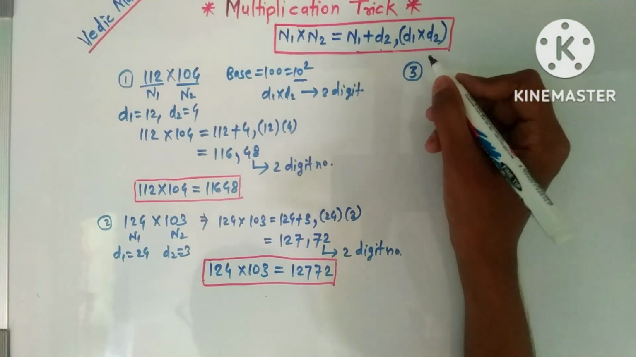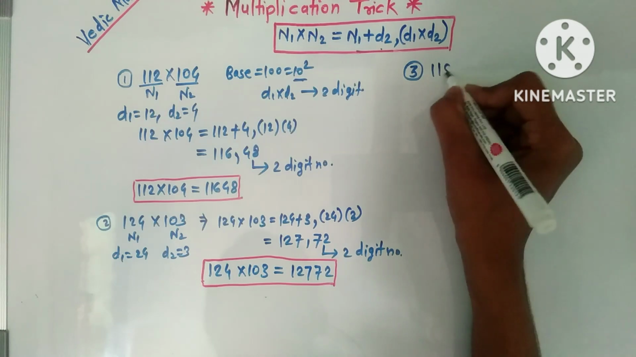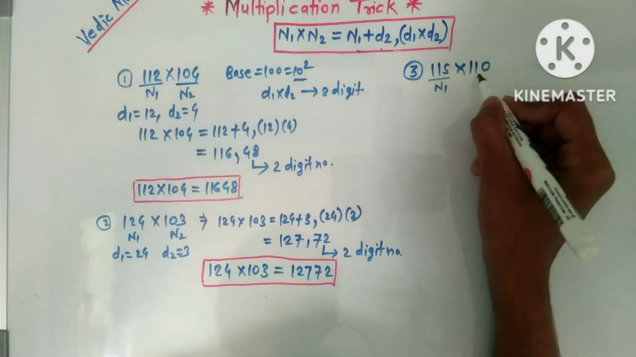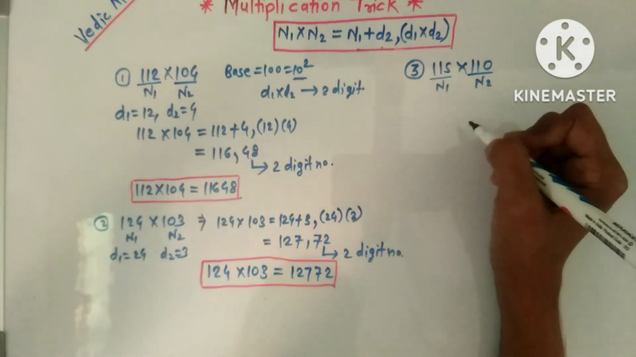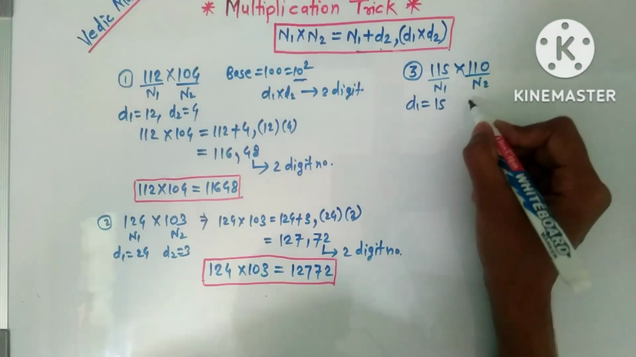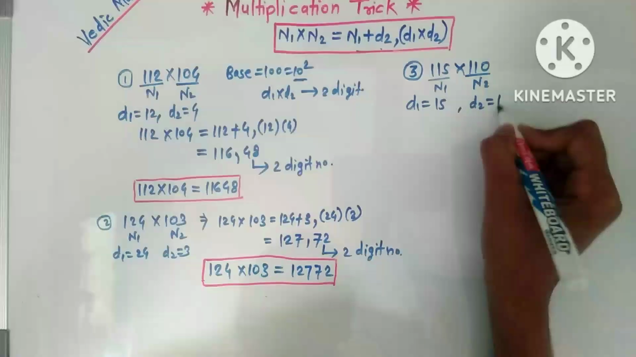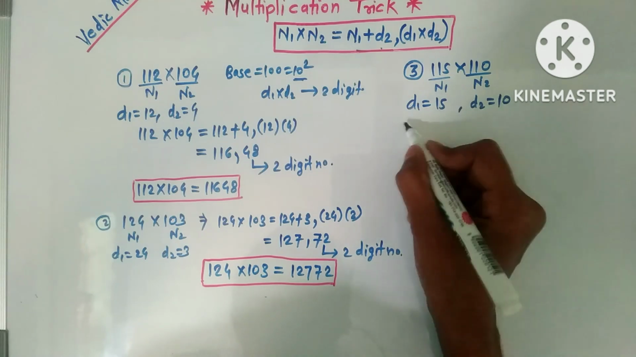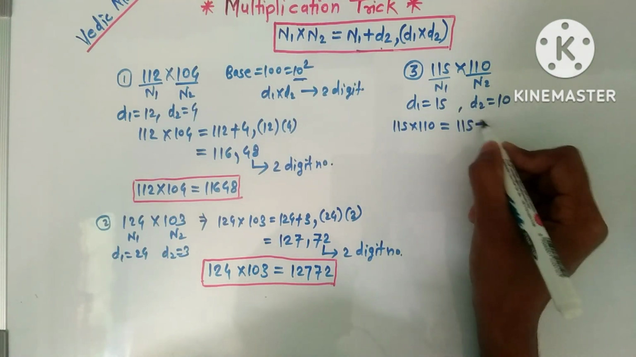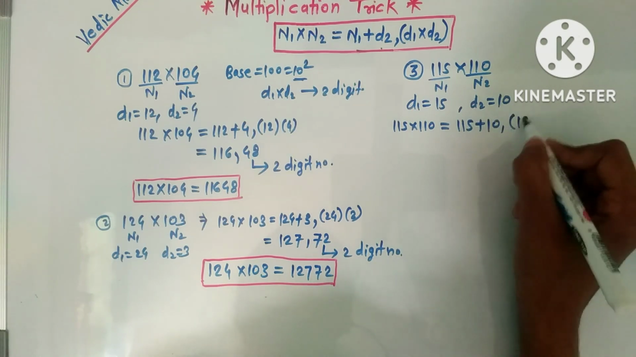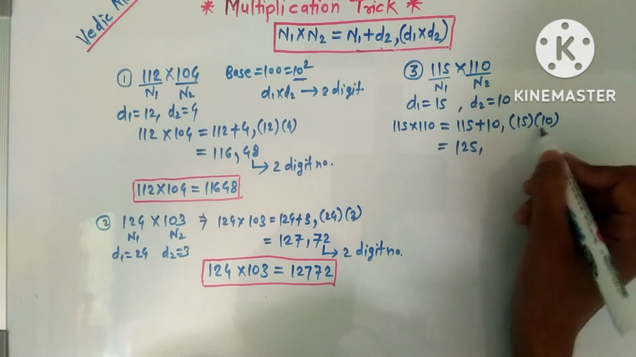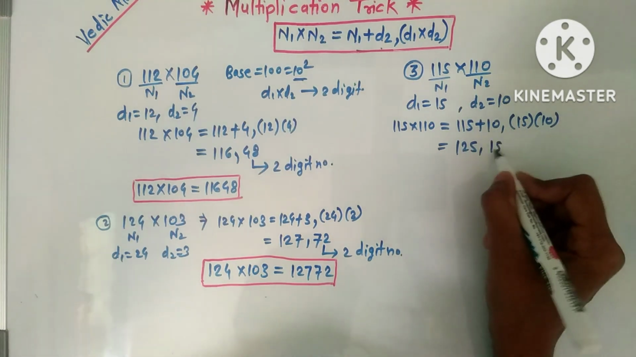Third one, suppose 115 into 110. So here n1 is 115 and n2 is 110. Now what is our d1 here? 15. And what is d2? 10. So we know 115 into 110 is equal to n1 115 plus d2 10, comma d1 into d2. So 115 plus 10 means 125, comma d1 into d2, 15 into 10, 150.